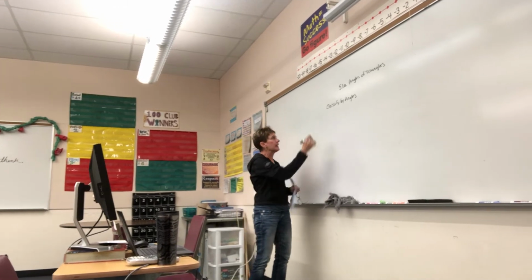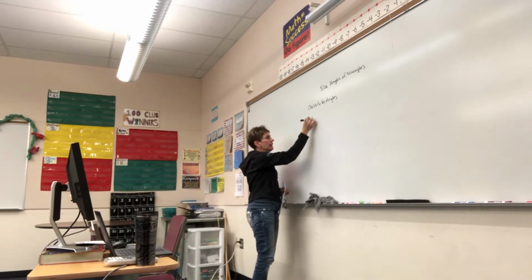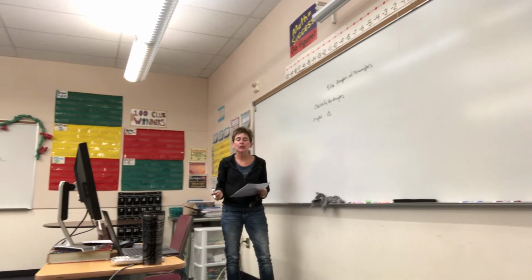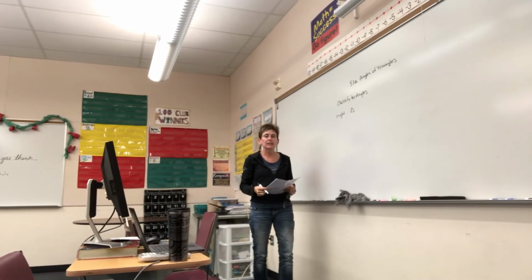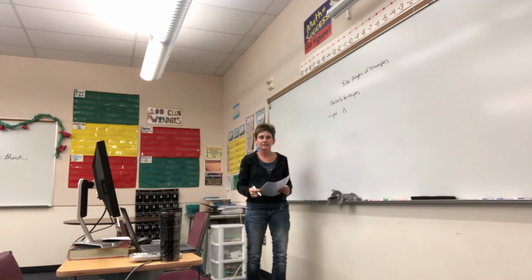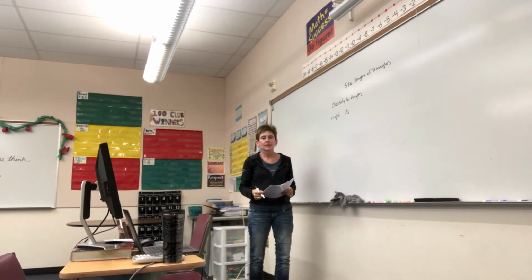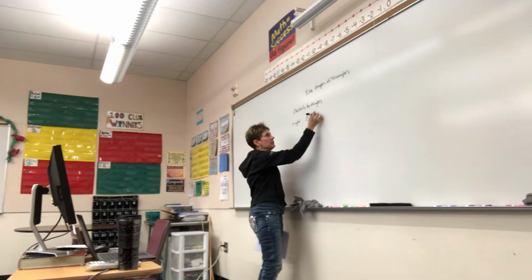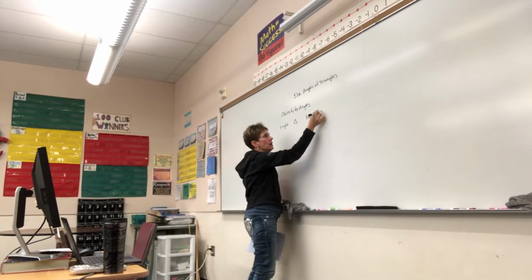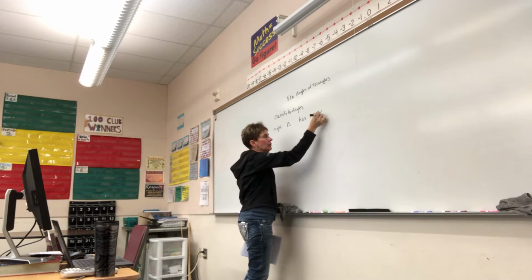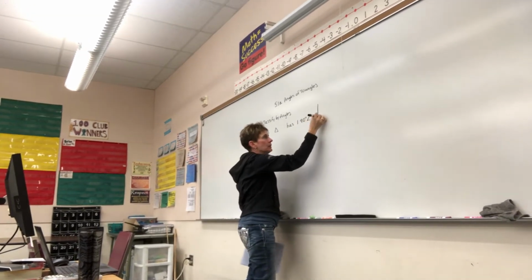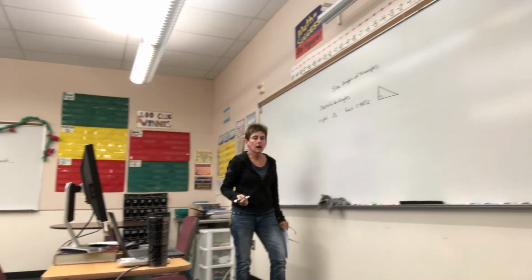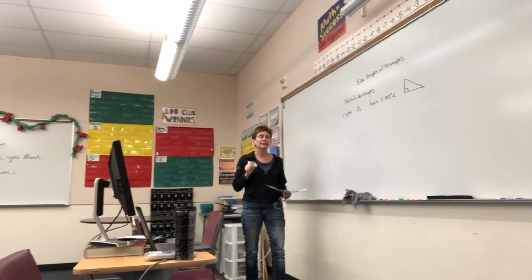The first is a right triangle. Can you remember what has to be true in order for a triangle to be a right triangle? There needs to be one 90-degree angle. So let's write that as a note. It has one 90-degree angle. And then let's draw a picture of that. We're going to show that triangle with a box in the corner, and that is a 90-degree angle.